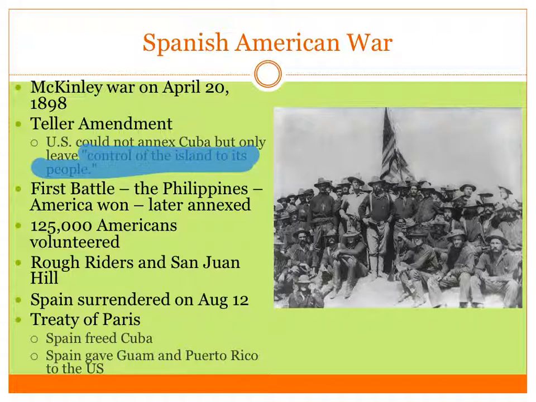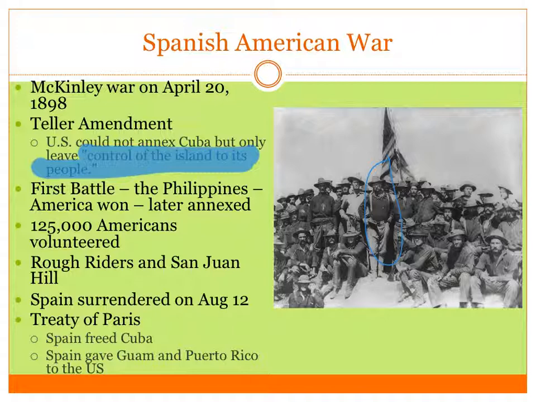125,000 Americans will volunteer for this war in Cuba. The most famous group of fighters that you will see pictured here are the Rough Riders. Now, the most famous person in this group right here in the center is Teddy Roosevelt. You see him right here. He is going to be the leader of the Rough Riders and will lead them up San Juan Hill. This is a very short war, a 10-week war. It happens very quickly. America is in, defeats the Spanish, they're out.